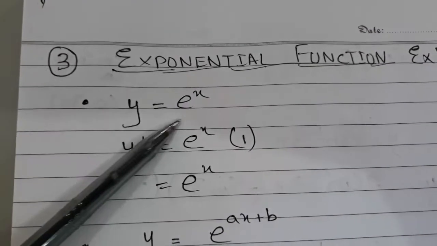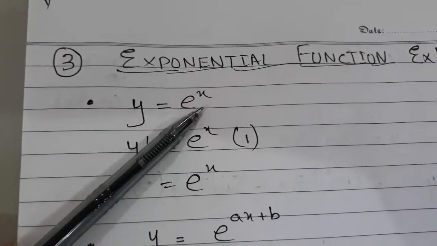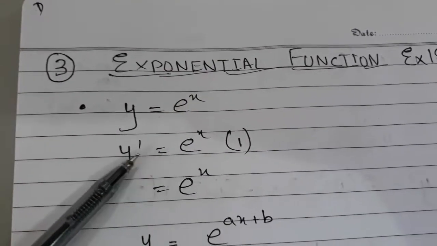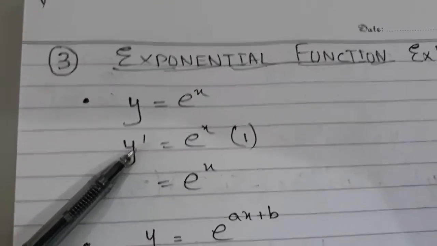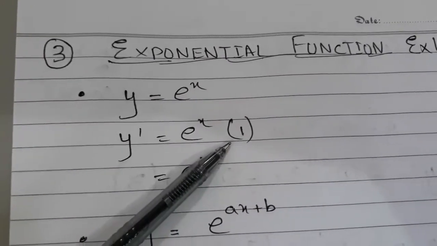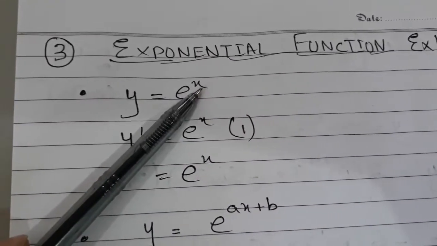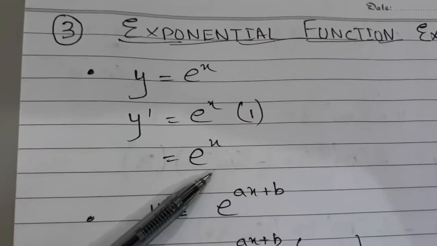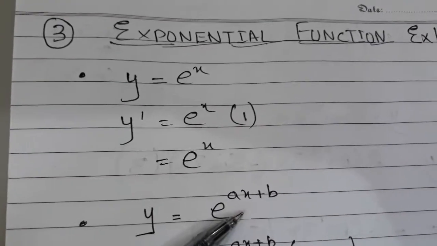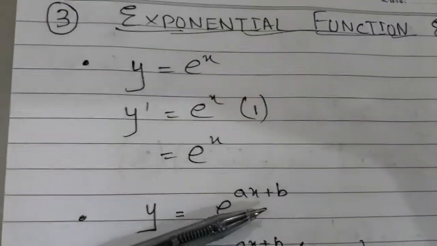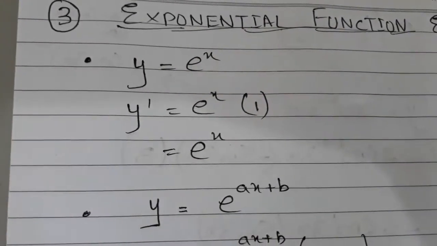If it is e power x, this is an exponential function, and you have to differentiate it, the process is that it remains as it is, multiplied by the differentiation of the power. Differentiation of x is 1, so that's why it is like this. Let's see here. I'm not showing you the solution, but let's see if you can figure it out. What will it become when you differentiate it?